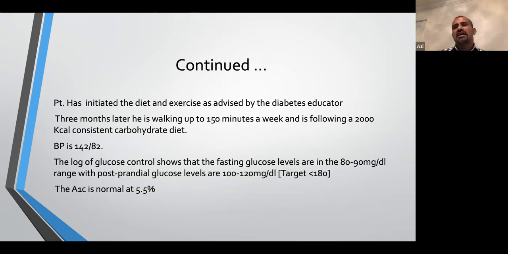Now, the patient has initiated diet and exercise as advised by the diabetes educator. The patient comes back in 2 to 3 months for follow-up. He's still doing 150 minutes a week of exercise, and he's following the consistent carbohydrate diet. Blood pressure is now 142 over 82. The log of glucose showed that fasting glucose is running in the 80 to 90 range, with postprandial glucose 100 to 120. A1C is normal at 5.5, which means that this is working for him. However, blood pressure is high. Next slide.